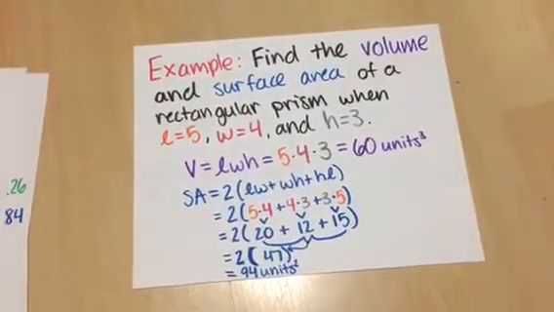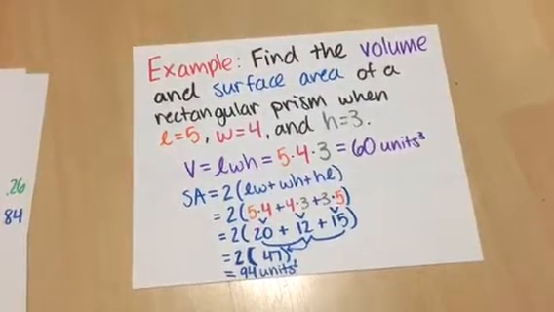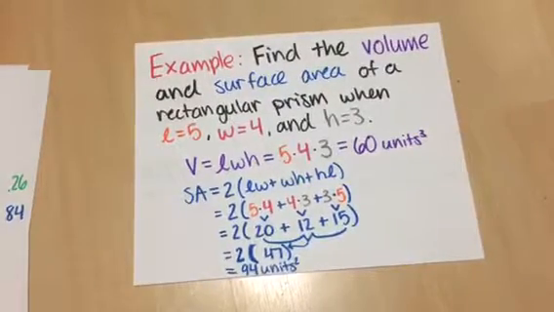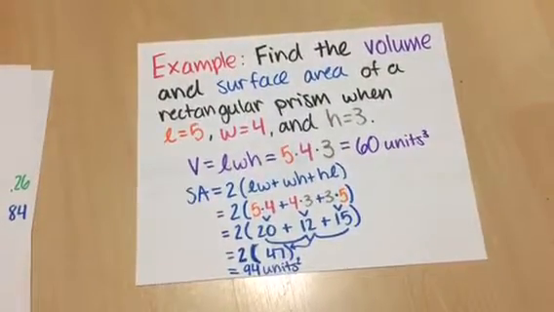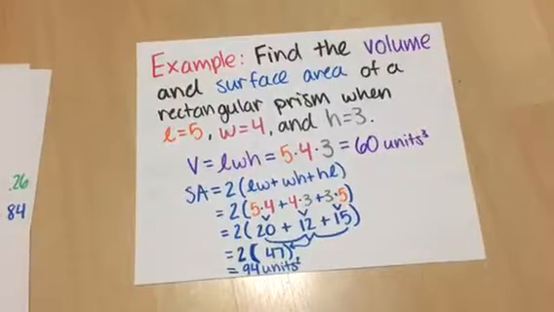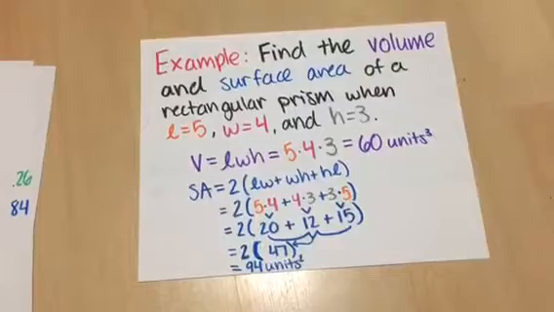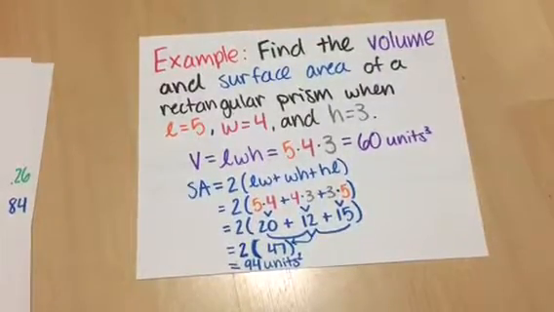An example of this is find the volume and surface area of a rectangular prism when the length equals 5, the width equals 4, and the height equals 3. So for our volume formula, we know it's length times width times height, so we have 5 times 4 times 3. This gives us 60 units cubed.